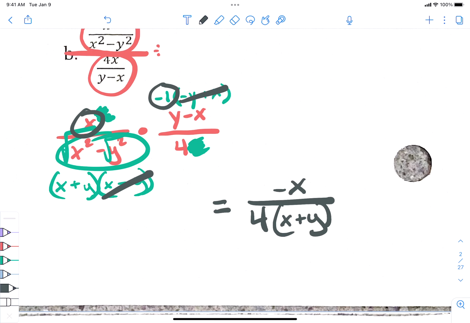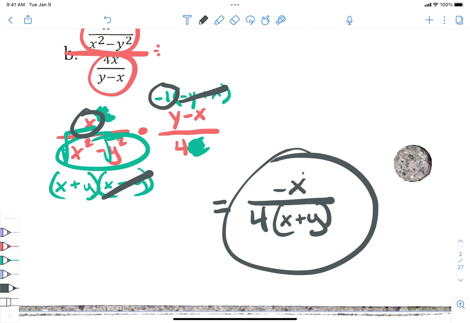Okay. Now, can you cancel this x with this one? No. Why not? Trapped by the plus. The top one's not trapped, but the bottom one is. So he's done. Woo, that was tough. There was a lot of things going on in that one. The negative, the difference of squares, the trapped and untrapped. Man, oh man. All right.